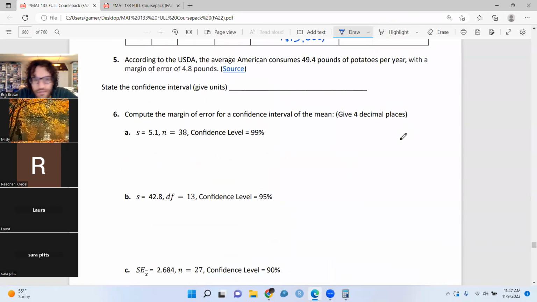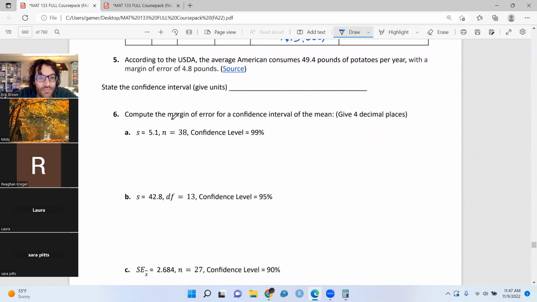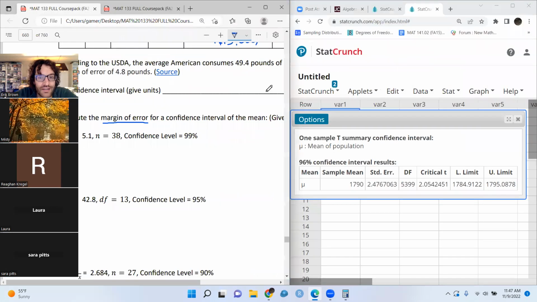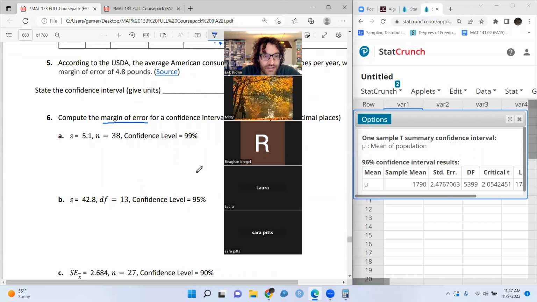Okay, just a few left here. One more confidence interval, and then here, notice you're computing the margin of error, and we give you the standard deviation and the C level. Does anyone know how to calculate the margin of error in these cases? Do you know what you're going to have to do?